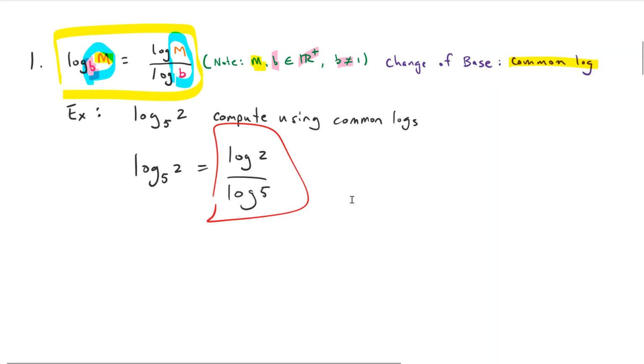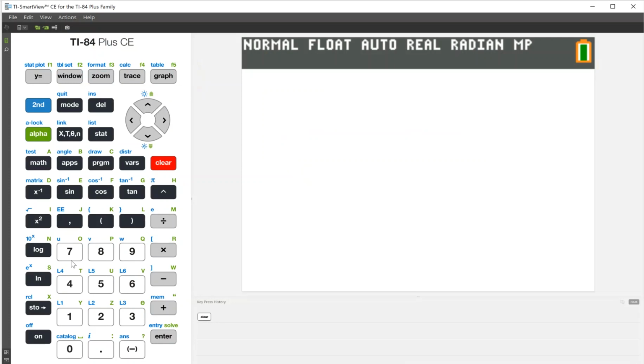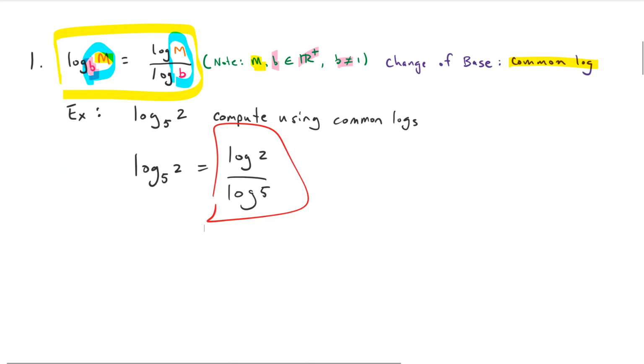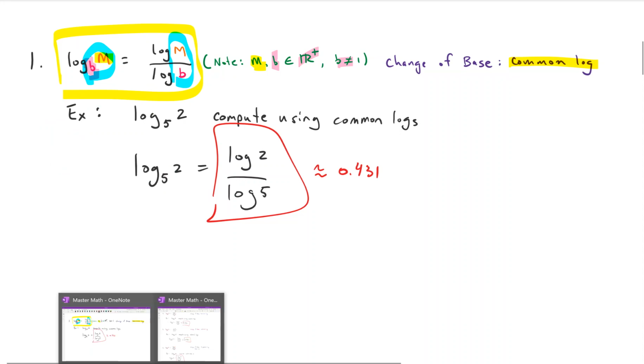So that's really not bad, right? If we want to compute that using a calculator, we do log 2, close parenthesis, divided by log of 5, close parenthesis, and we get about 0.431. We'll say 0.431. This is approximately 0.431. So that's not bad. Let's try another one.